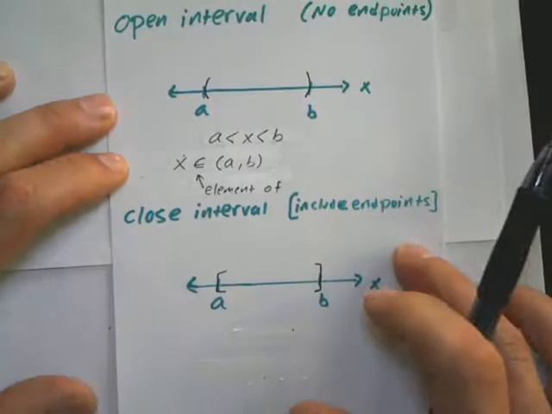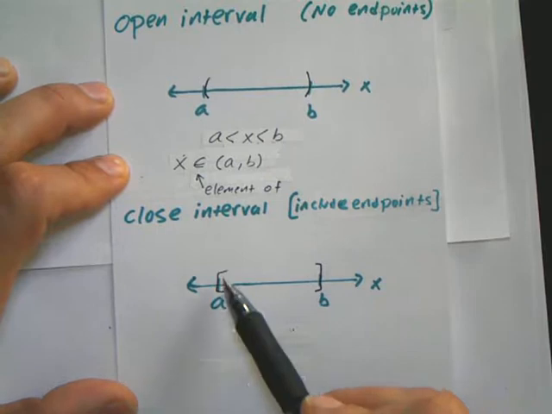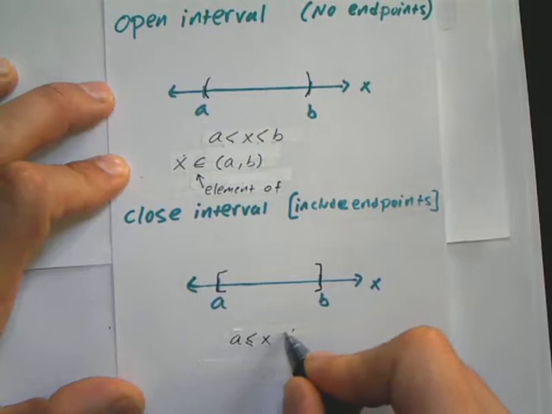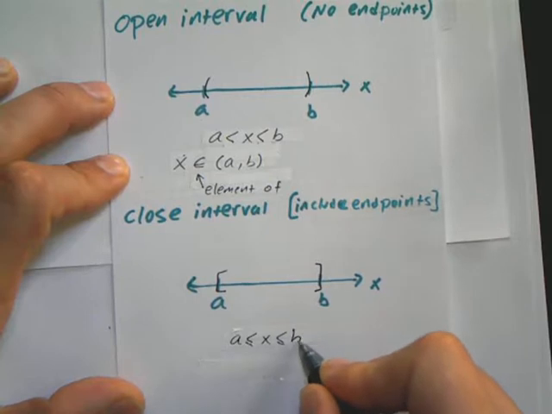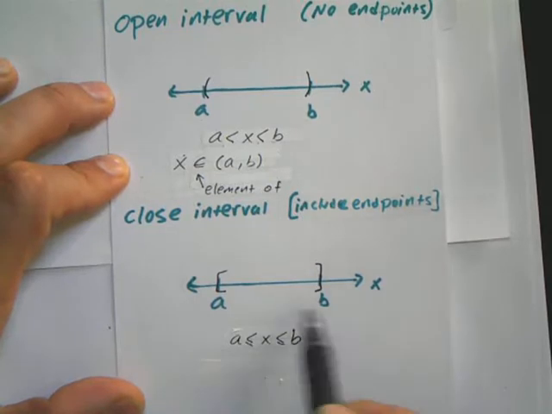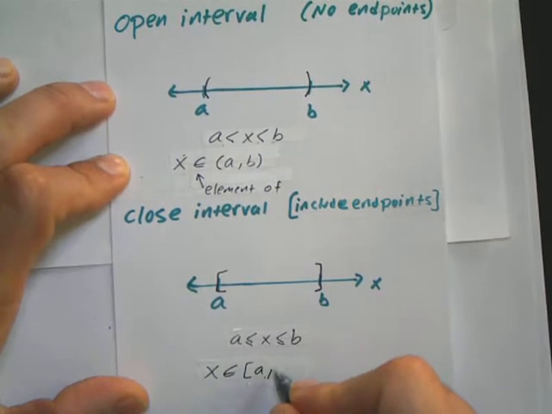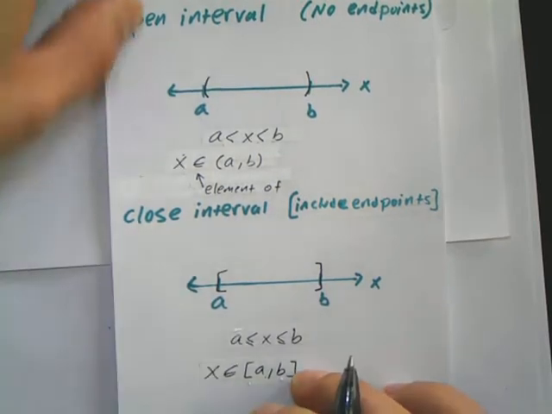Closed interval is going to include the endpoints, and that's when you put brackets around, and that's going to be a is less than or equal to x, but x is less than or equal to b. So you could equal the endpoints as well as everything in between, and then that's written as x is an element of the closed interval a to b. Alright, now that's as far as the notation.